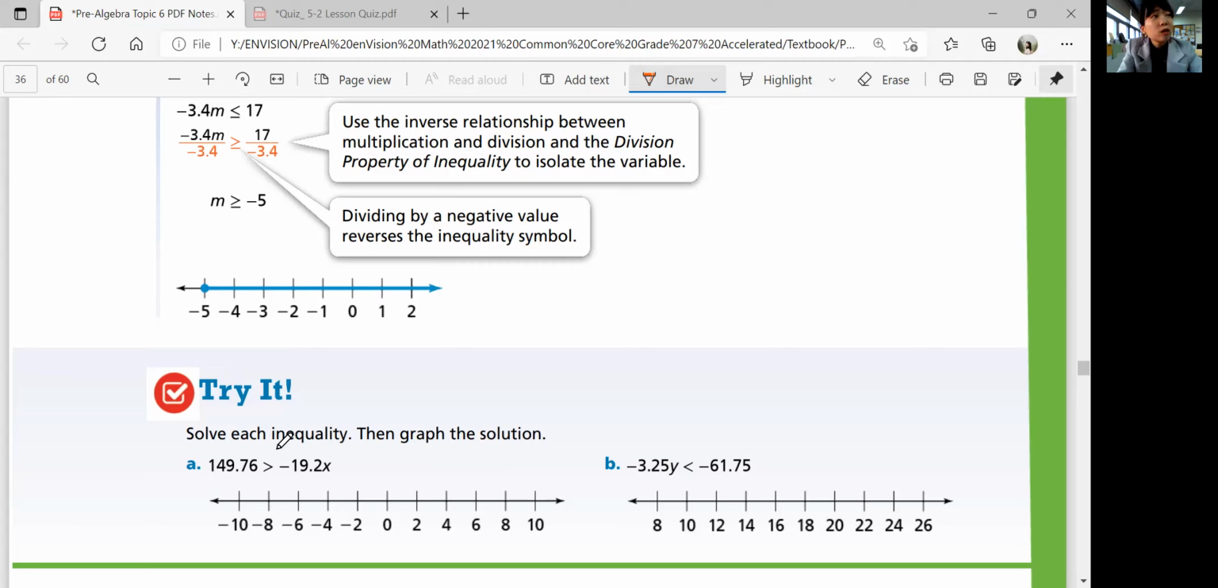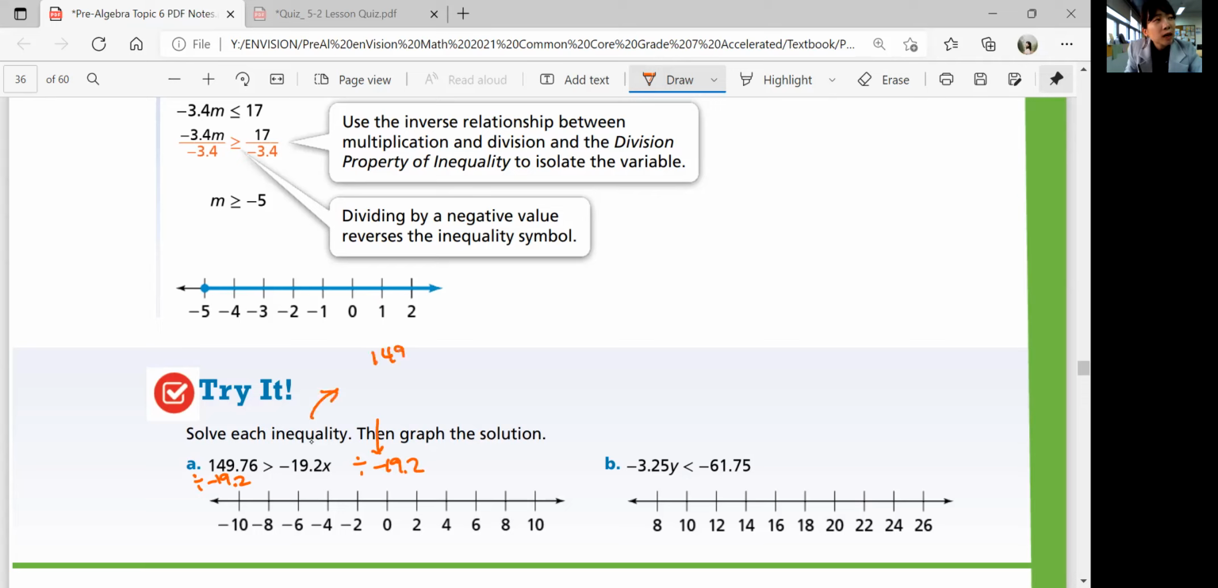Okay, so solve this inequality first. You need to isolate the variable x. X is right here. So you want to divide both sides by negative 19.2. Okay, and then when you're dividing by a negative, it means you need to switch the sign.